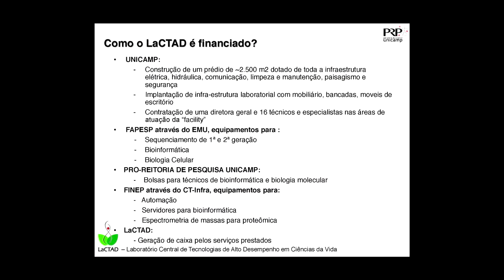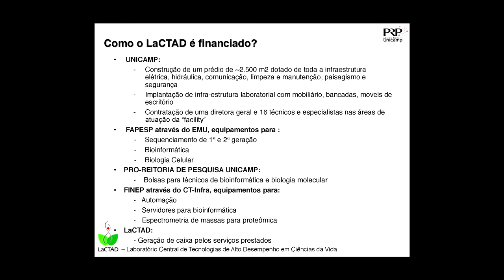So, where does the money come from? The university built this lab facility, the building, 2,500 square meter. The university is also buying all the infrastructure, the lab benches and the office furniture, and the university also gives the money to hire the general manager and 16 technicians and specialists.